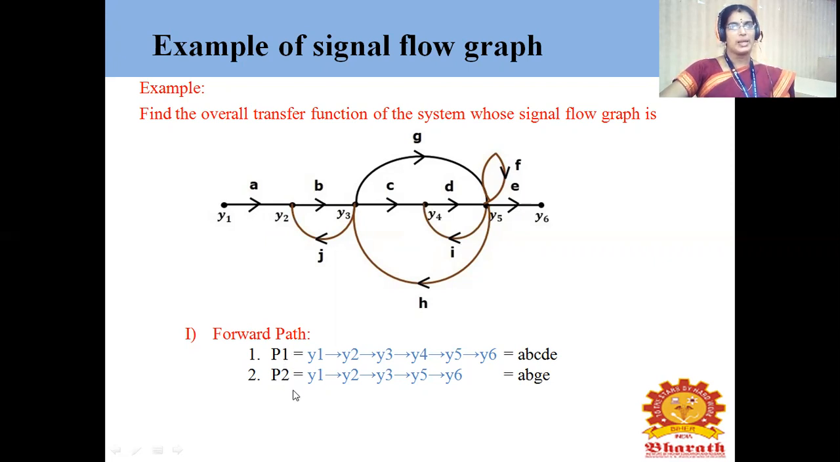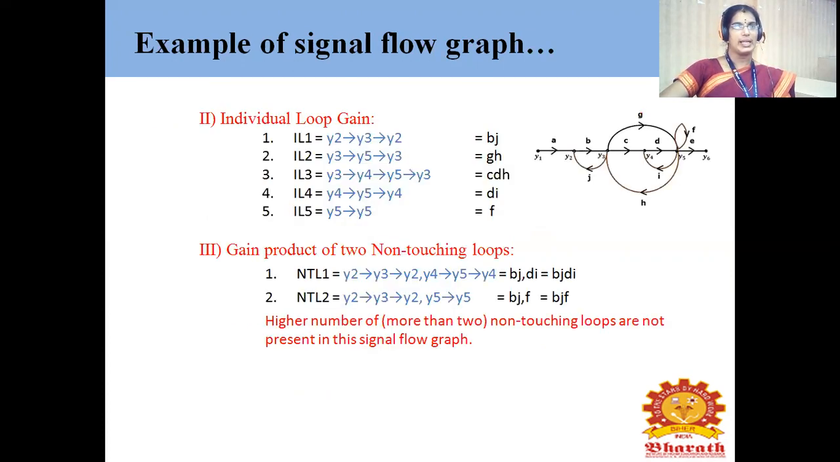In the Mason's gain formula, if I substitute n equal to 2, then I will get P1 del 1 plus P2 del 2 divided by delta. So our aim is to find delta 1 and delta 2, and after obtaining that, we will find the del value, then we will substitute in the formula. Let us move to the second step.